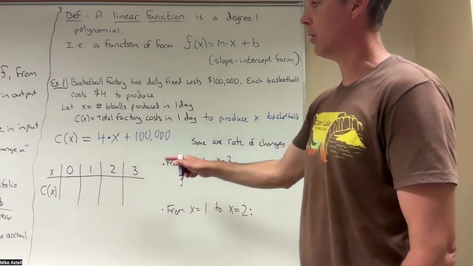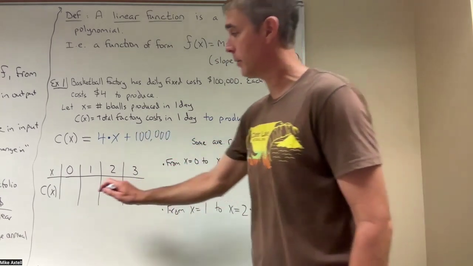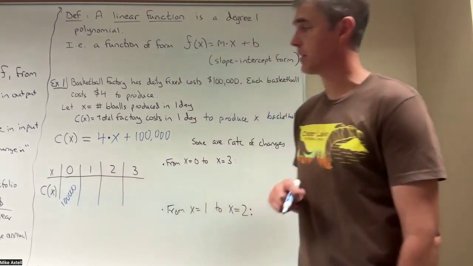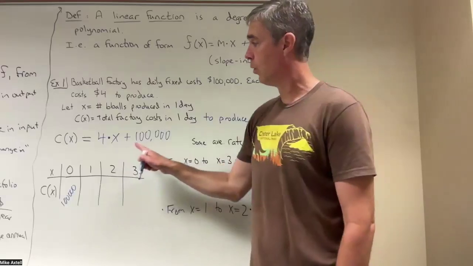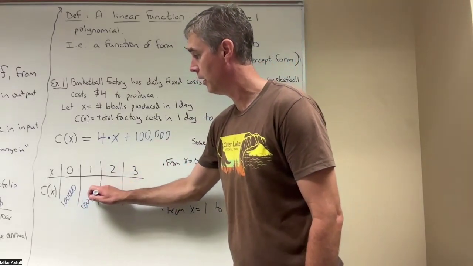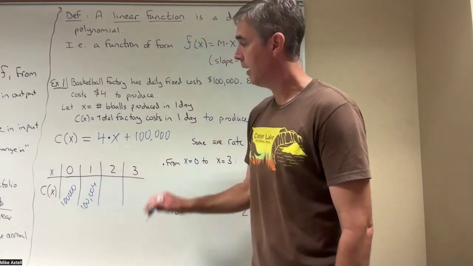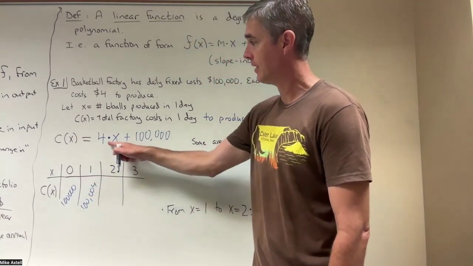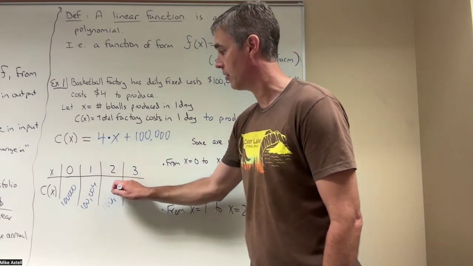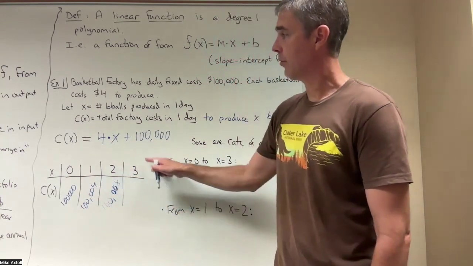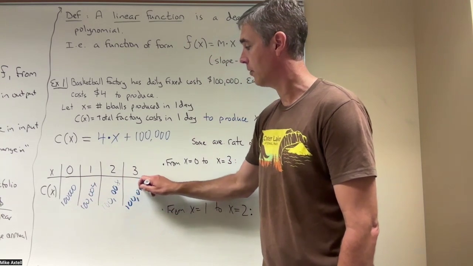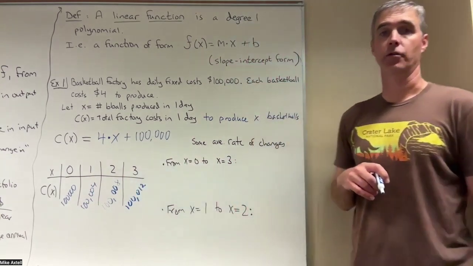Okay? And I'm going to fill in a few values on this table. So if x is 0, so if I open the factory but don't produce any basketballs, my total cost is $100,000. If x is 1, I have 4 plus $100,000, so 100,004. I produce 2 basketballs, I've got $8 for ball costs and 100,000 for fixed costs, so that would be 100,008. And 3 would give me $12 to produce the balls and 100,000 in fixed costs, so 100,012.